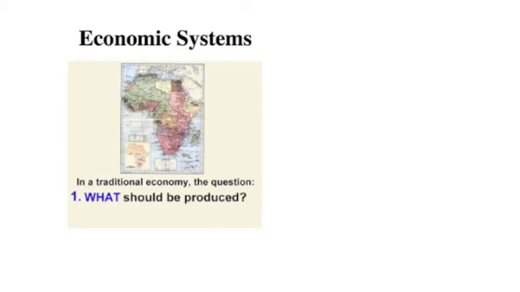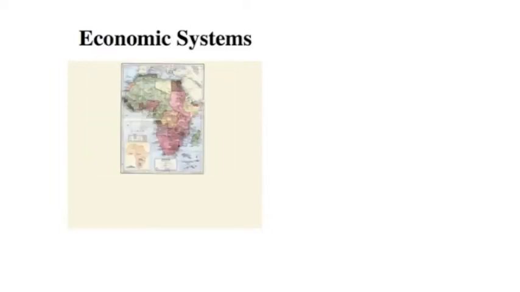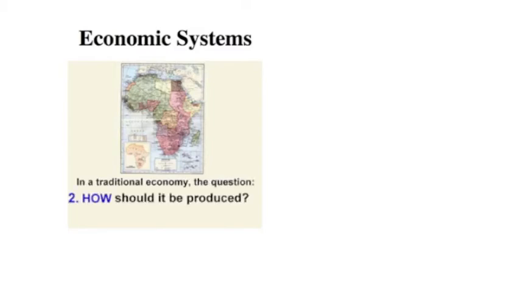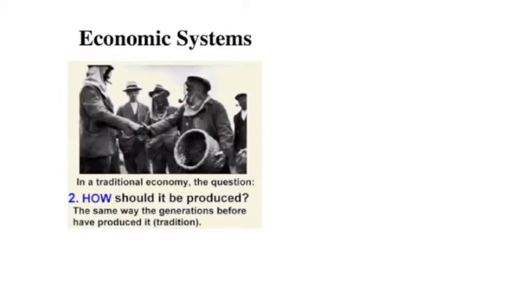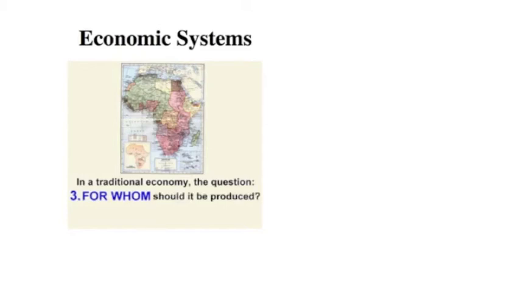In a traditional economy, the question, what should be produced, is determined by how the generations before produced the product, because it's traditional. In a traditional economy, the question, how should it be produced, the same way the generations before have produced it, or the tradition. In a traditional economy, the question, for whom should it be produced, whoever produced it probably consumes it.